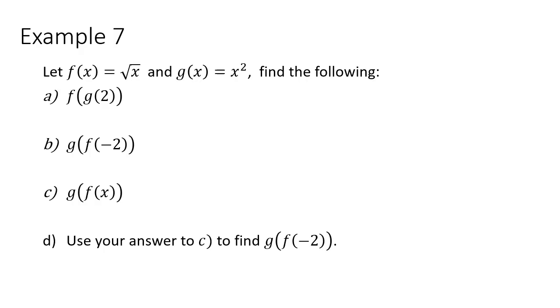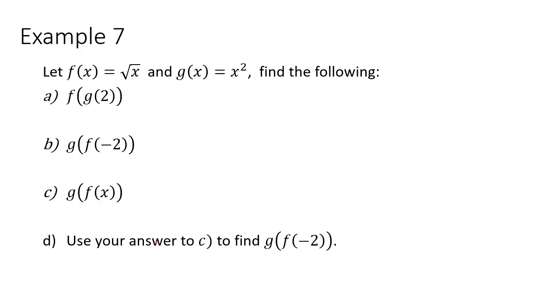So now let's look at some compositions with continuous functions. And we're going to use this example to illustrate an important point about domain. So in example 7, we're given f of x is equal to square root of x, and g of x is equal to x squared. And to begin with, in part A, we're asked to find f of g of 2.